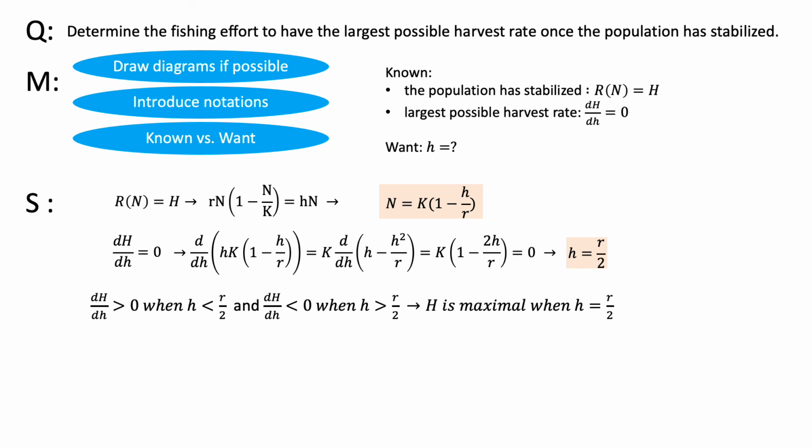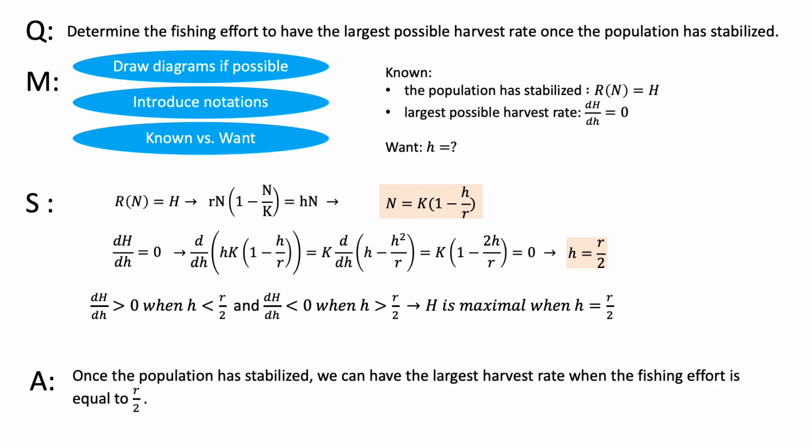Now, do not forget the last step. We need to analyze this math solution. So how can we analyze this? Simply, we just state what we found. Once the population has stabilized, we can have the largest harvest rate when the fishing effort is equal to R over 2.